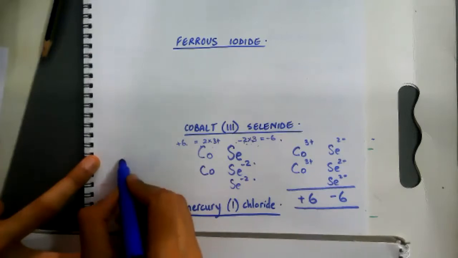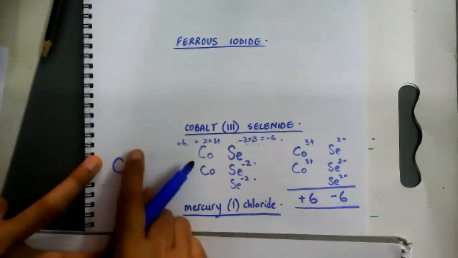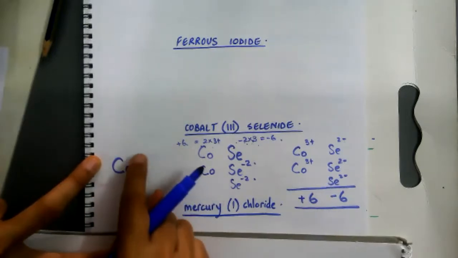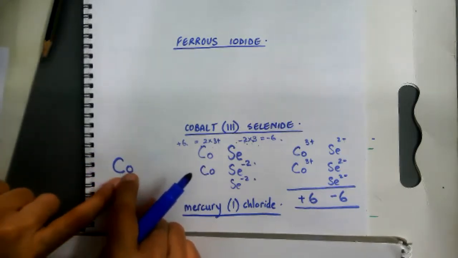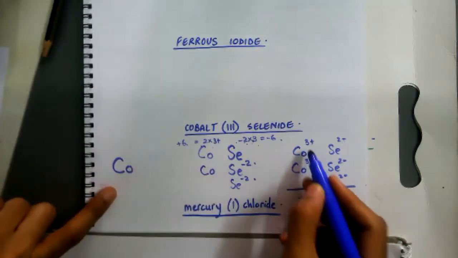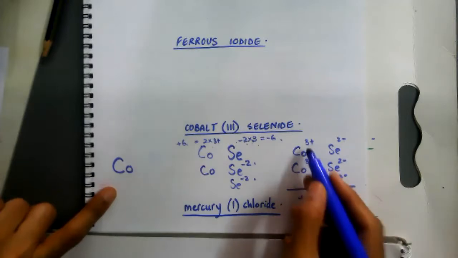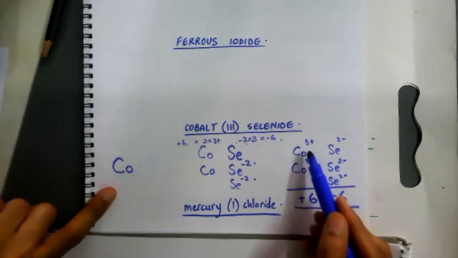Co. Capital C and small o. This is cobalt. You will not write big O, because the big O is a symbol for oxygen, and we don't want to confuse that. So small o, and then how many cobalt? Yes, 2 ions. You will tell me the number of ions, not the charge.